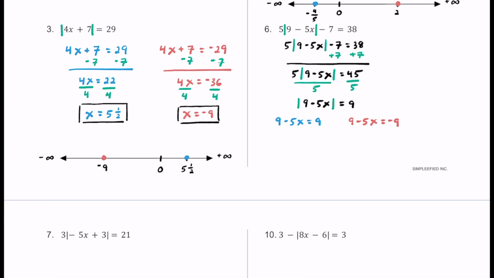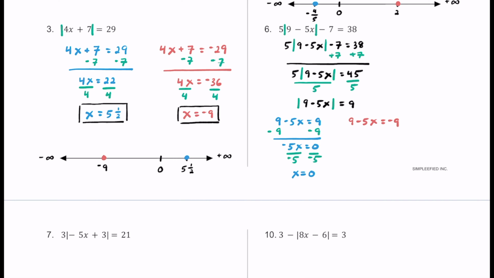To solve these equations, what we're going to do on the left is let's go ahead and take away 9 from both sides. If we take away 9 on both sides, the 9 minus 9 will equal 0. We're left with negative 5x is equal to 0. And then to get x alone, we can divide by negative 5 and divide by negative 5. So then we end up with 1x, or just x equaling 0. That's one of the solutions.